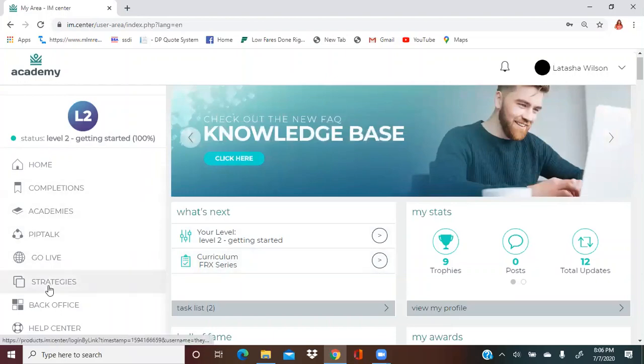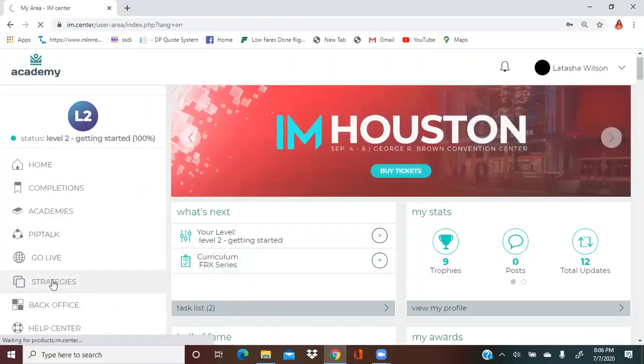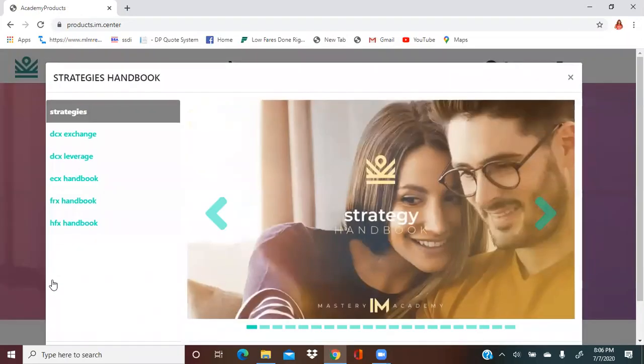But I'm gonna go over here to the left, go to strategies. That's how you get to the Harmonic Scanner. Go to strategies and pull up harmonics. I repeat myself a lot because people tend to miss information.